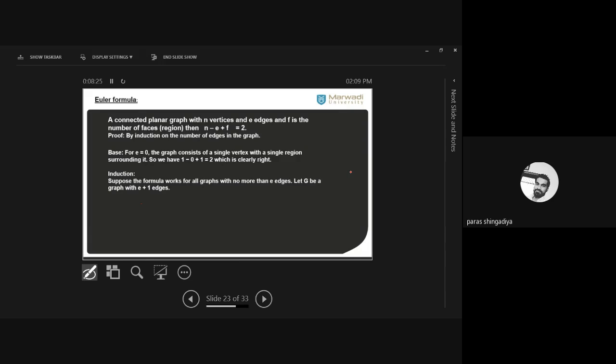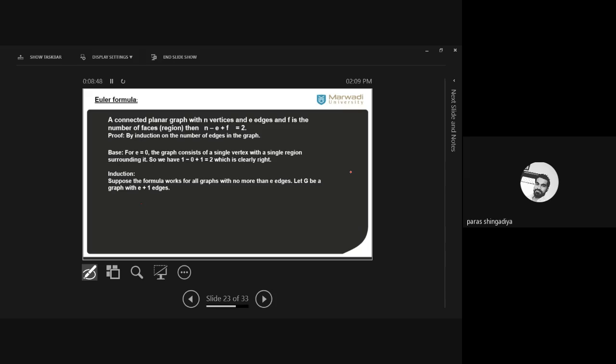E is some quantity, that is not a fixed number. You can consider any arbitrary number, and here we suppose that this formula is correct for all such graphs that include no more than E edges. No more than E edges means up to E edges. For up to E edges this formula is correct.